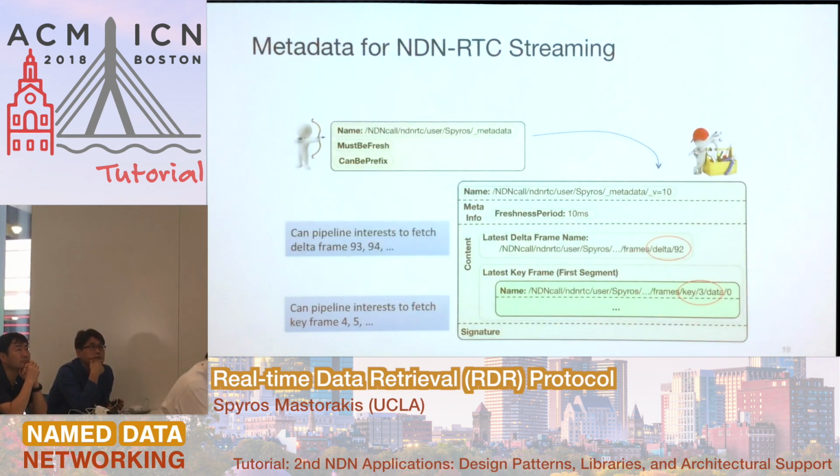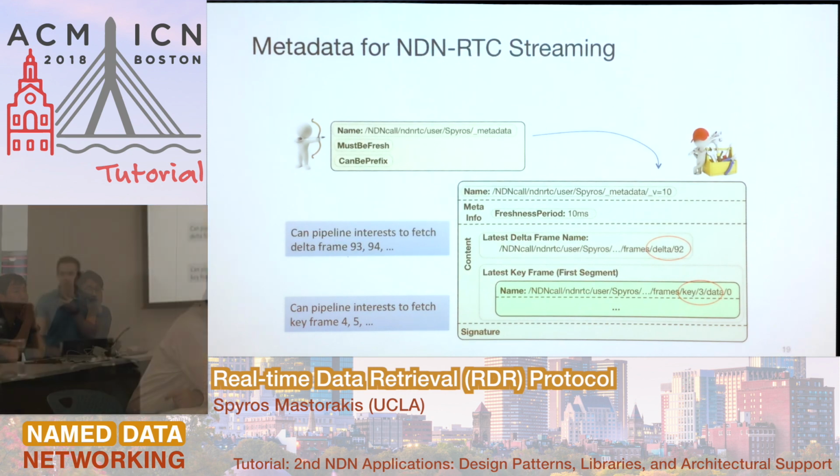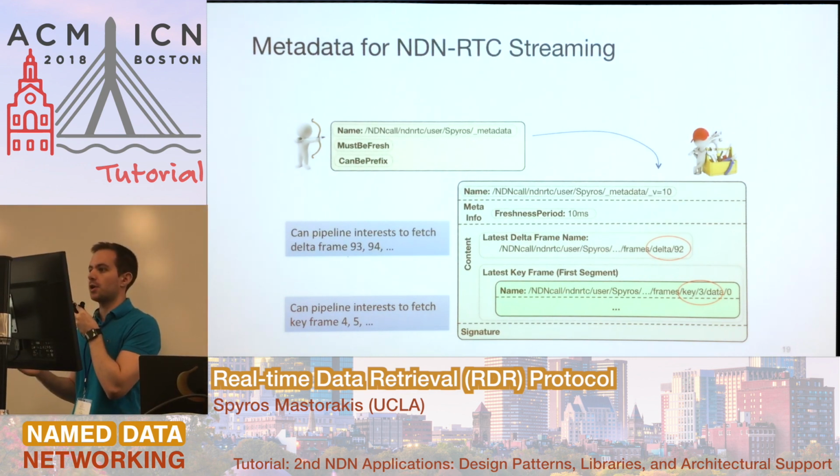Yeah, so we use the must be fresh option because we want to fetch only fresh metadata. So we would like to bypass stale metadata in some network cache.